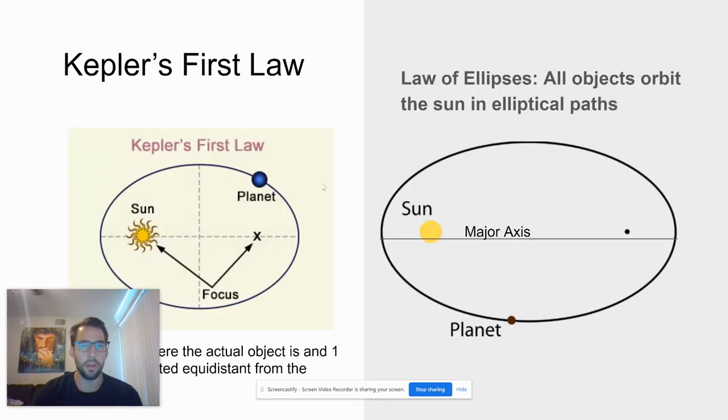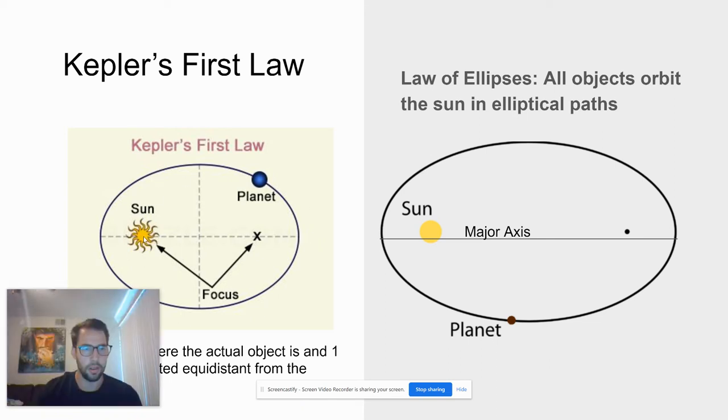So the first law is the law of ellipses: all objects orbit the sun in elliptical paths. So they're not going around in just a circle around the sun. So what we see is that we have the sun here, that's one foci, or one focus point. And then there's going to be an imaginary point across this line of symmetry going down the middle. There's nothing here, right? But it allows us to see and predict exactly what this path is going to be.